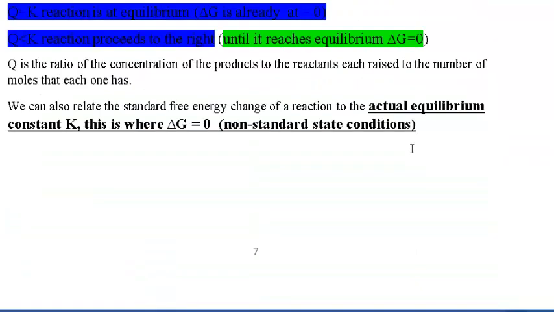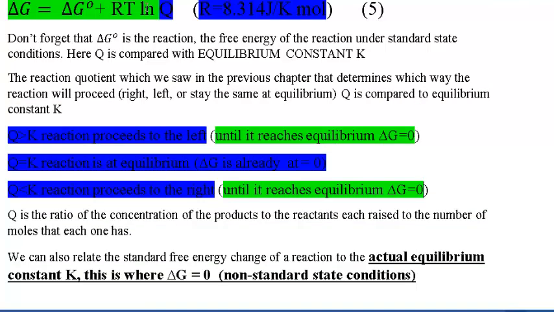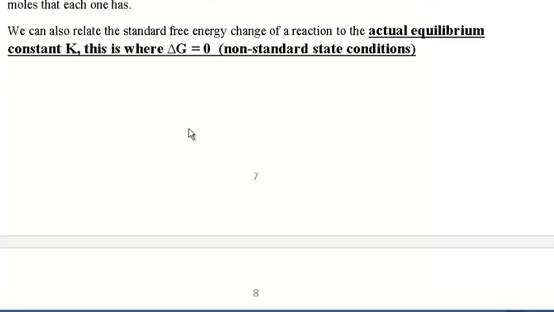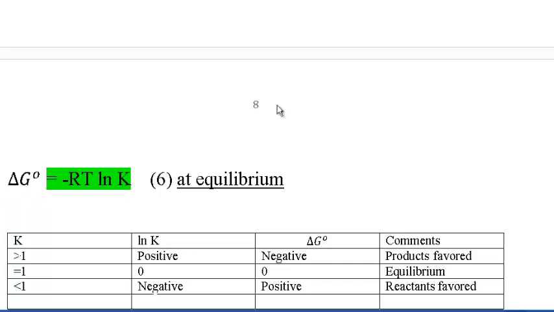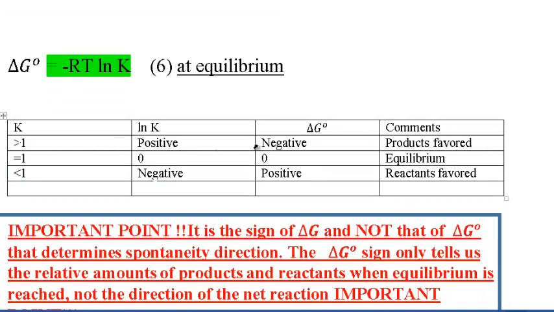Now, if we have a situation where Q equals K, we replace Q with K. K is the equilibrium constant, and we're going to get this value here. Delta G naught is equal to minus RT natural log of K. So it's important to realize that we're talking about at equilibrium here. Okay, so we are at equilibrium, and at equilibrium, the delta G is the same as the delta G under standard state conditions.